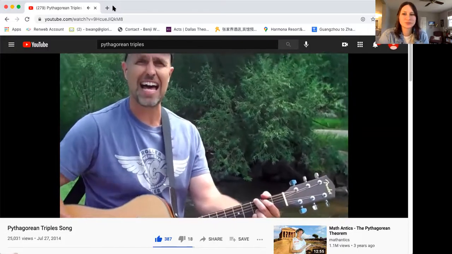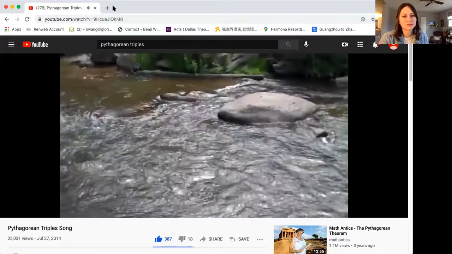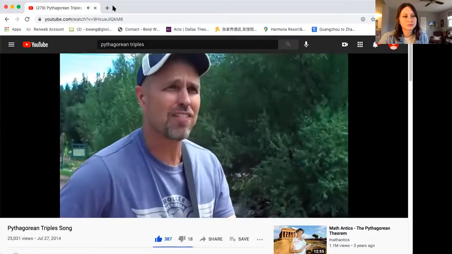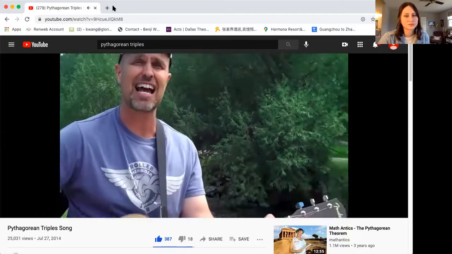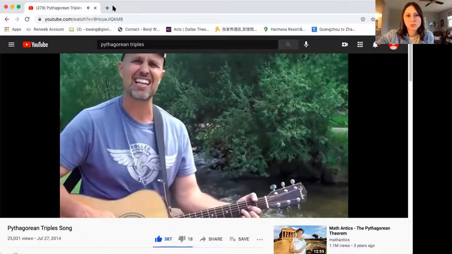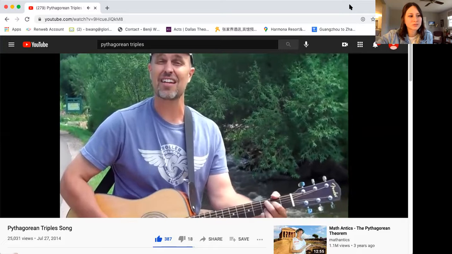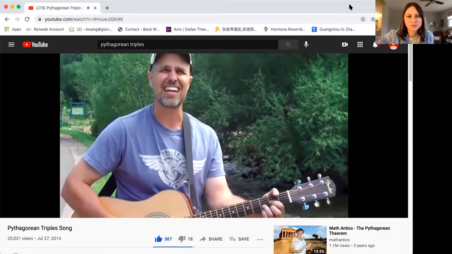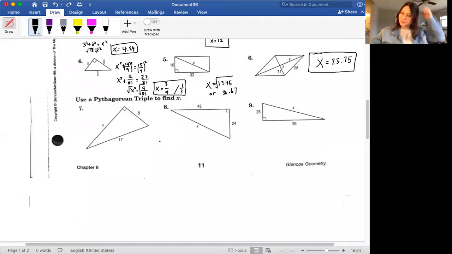3, 4, 5, I caught a fish alive. 6, 8, 10, I threw it back in. 5, 12, 13 was the biggest fish I'd ever seen. 8, 15, 17, I decided to name it Scaling. You know, fish are kind of scaly. And scaling triangles don't have any sides the same. 7, 24, and 25.